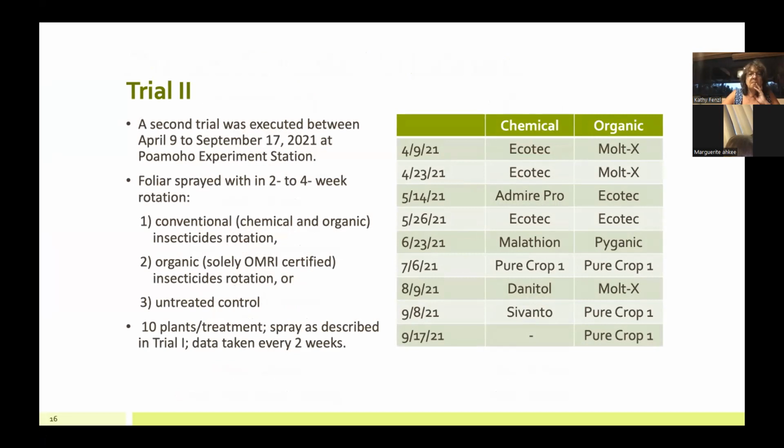product. We selected the conventional treatments, which also included some organic products. Since Ecotech seemed to be a good product overall, as far as that initial trial, we selected to put it into our conventional rotation. And then our organic rotation was all certified, OMRI certified products that you could use for a certified organic farmer. And then we also had that untreated control, which didn't receive any treatment. And then for this, we selected 10 plants per treatment, and then sprayed them as described in our trial 1 with the mist blower. And then we took data every 2 weeks.